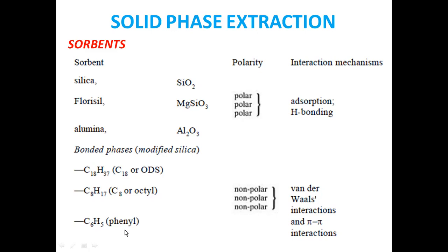The phenyl composition may be 5% or 10% or 50%, 5% phenyl modified silica or 10% phenyl modified silica, whatever it is. You will come to know all these silica materials in chromatography, and you can understand in a better way. Phenyl substituted silica, octyl substituted silica, octadecyl substituted silica, these are modified silica which can be used as sorbents. When you use them as sorbents, non-polar interaction you can see in all three. Why? Because no polar group is present in these sorbents.